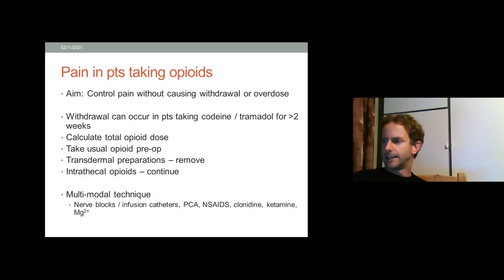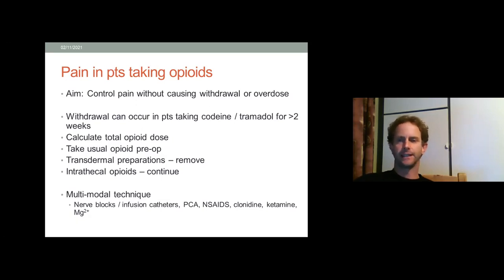So the next thing I was going to move on to was a bit more about opioids. Not necessarily the pharmacology of them, but perhaps unusual cases or when other routes have come up previously. A few questions have been about how you manage patients that are taking long-term opioids and their acute pain when they come into hospital. So the main aim when someone comes in on opioids is to control their pain without causing withdrawal symptoms or overdosing them.